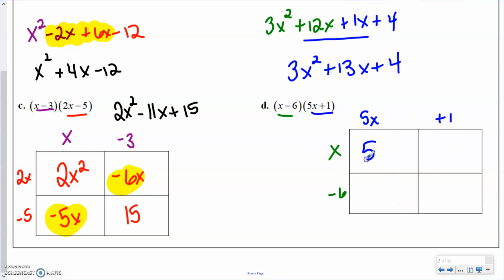So x times 5x is 5x squared. X times 1 is 1x. Negative 6 times 5x is negative 30x. And negative 6 times 1 is negative 6.